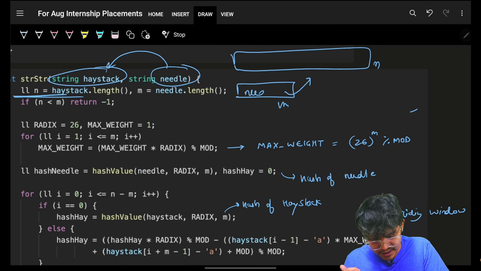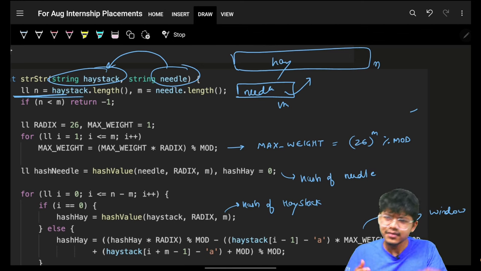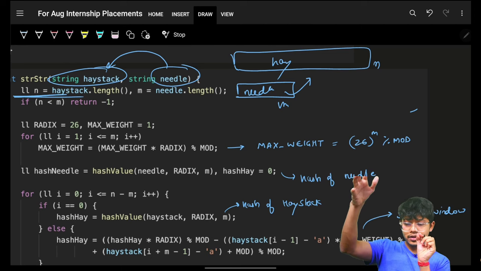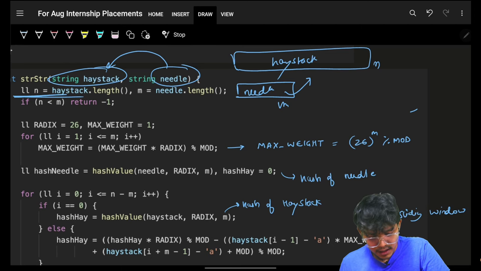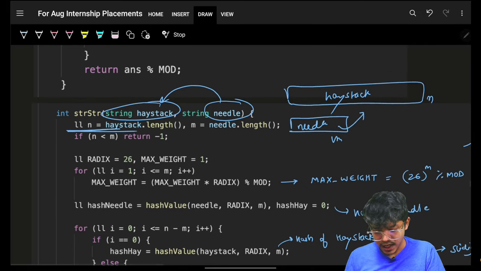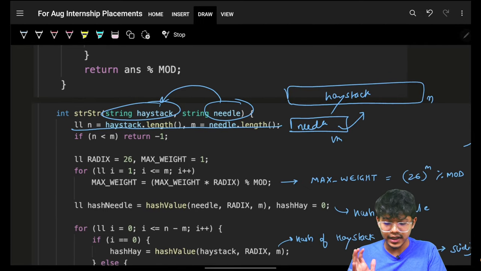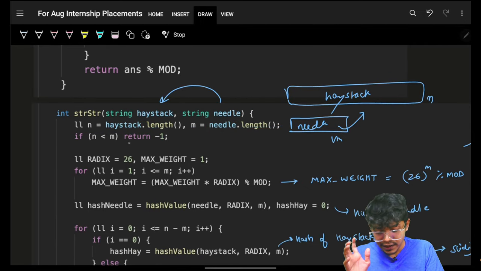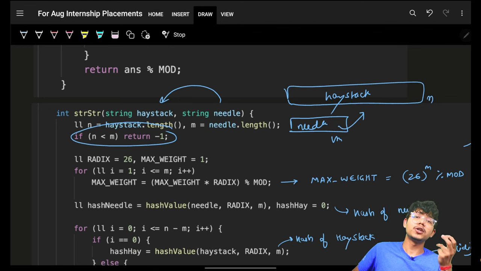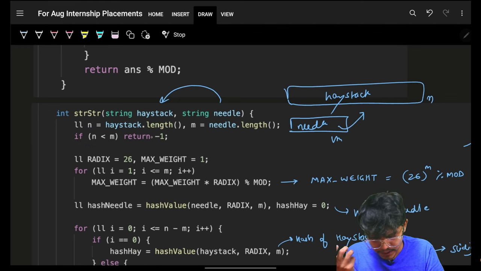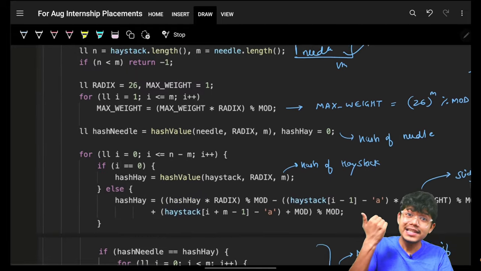So this is needle and this is haystack. Now I can simply check, okay, it's needle, it's haystack. Now if your haystack is itself smaller than the needle, then it's not even possible to find the needle in the haystack. Simply return minus one here itself. Now let's start off.